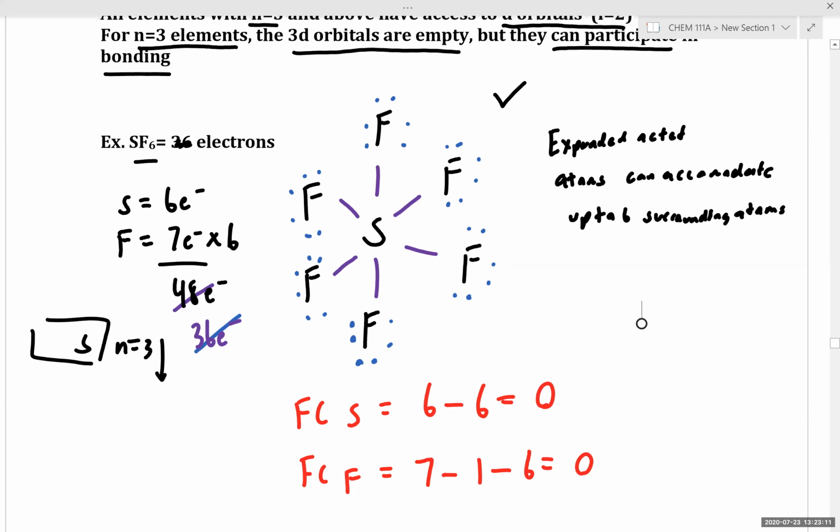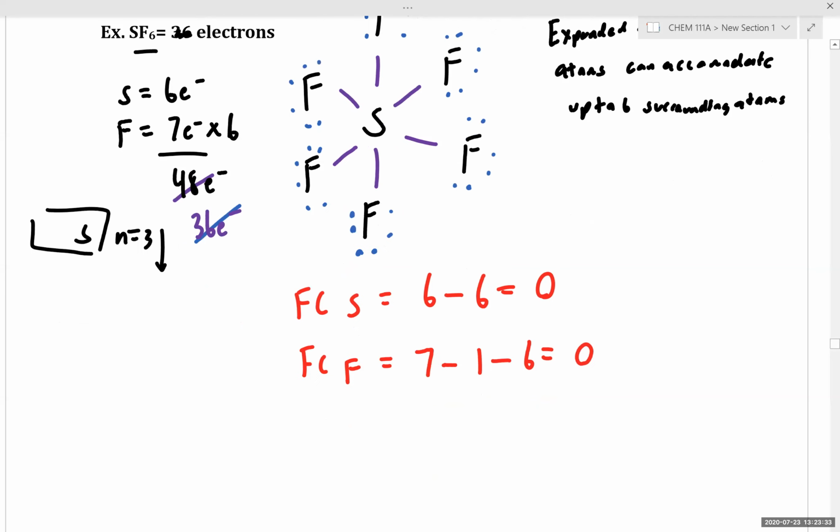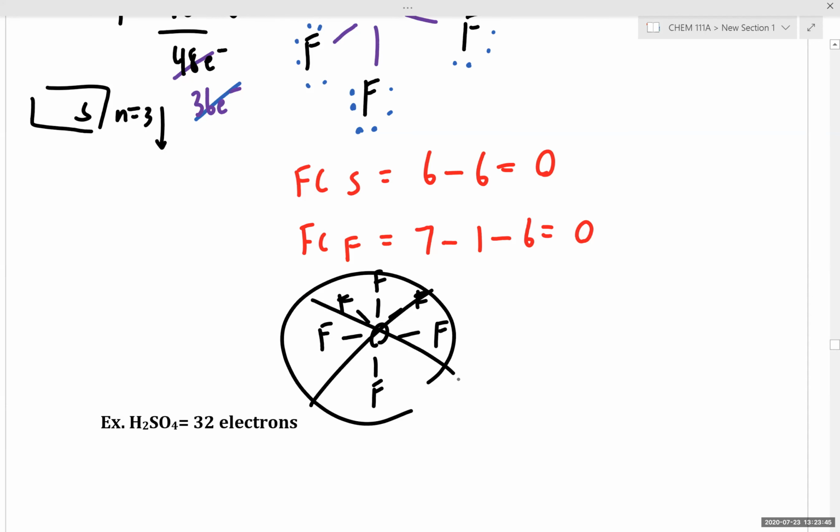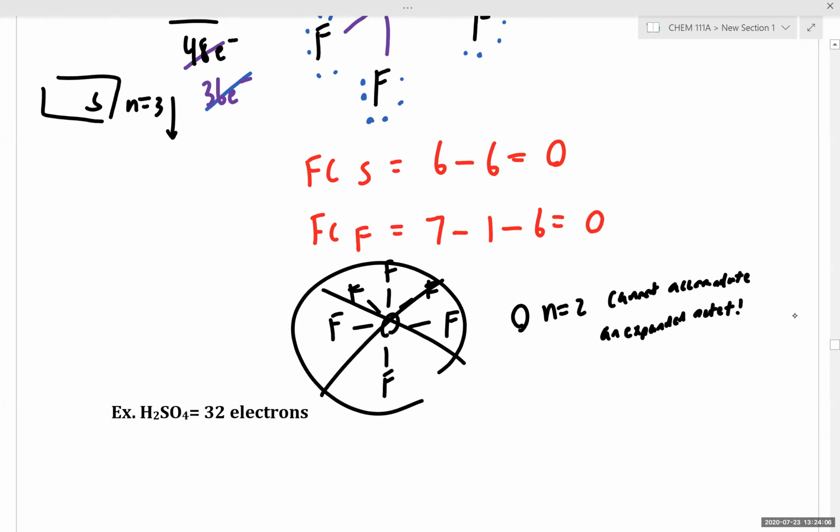You may notice that in many cases for expanded octet structures, expanded octets are adopted or drawn in order to minimize formal charges. So does this idea of expanded octets make sense to everyone? It applies only for elements in the third row and below. So I really don't want to see oxygen hexafluoride. Do not draw this. And why is oxygen hexafluoride not allowed? If we look at oxygen, oxygen is N equals 2, and it cannot accommodate an expanded octet. Does this make sense to everyone? So expanded octets only apply to N equals 3 and below.